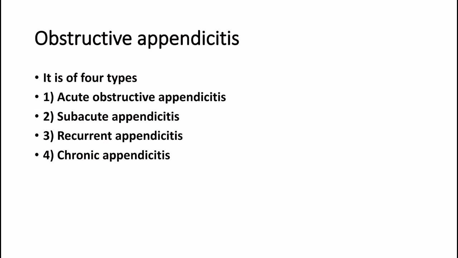Types of obstructive appendicitis. It's of four types. 1. Acute obstructive appendicitis. 2. Subacute appendicitis. 3. Recurrent appendicitis. 4. Chronic appendicitis.